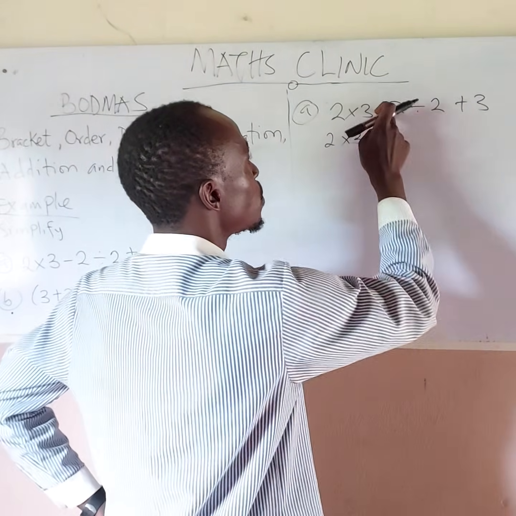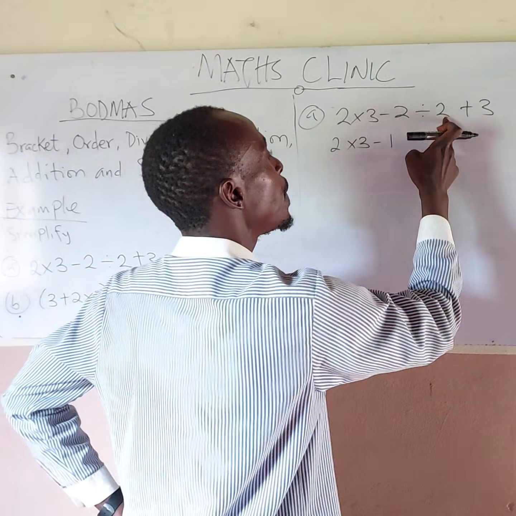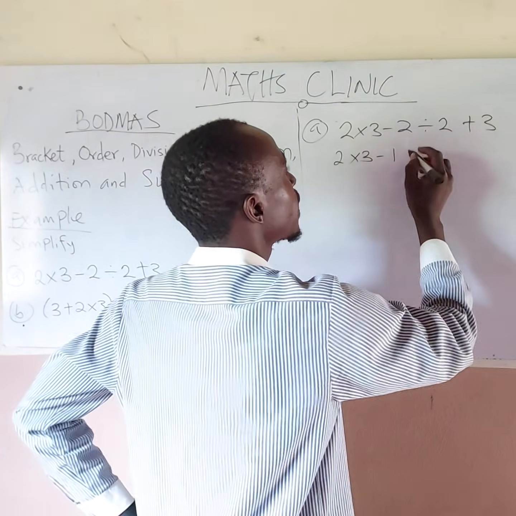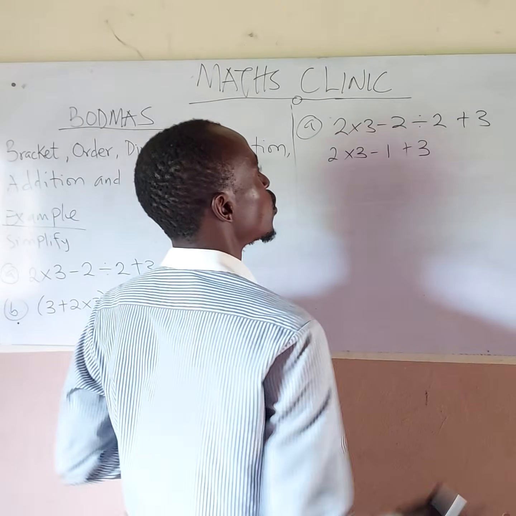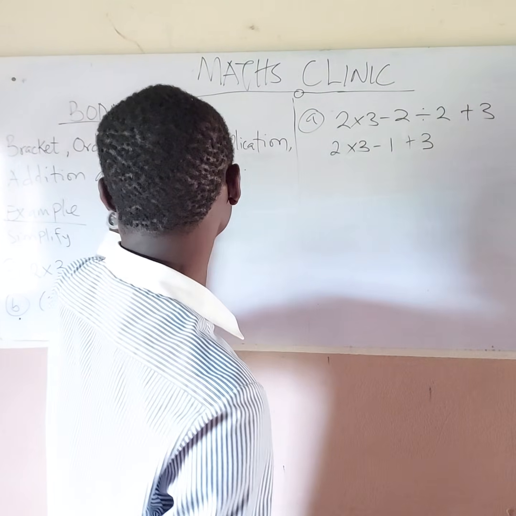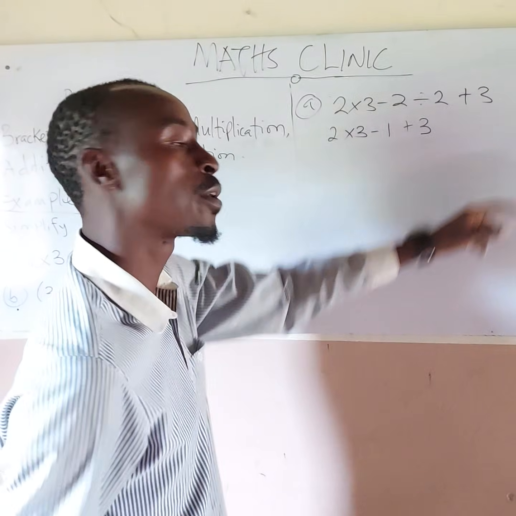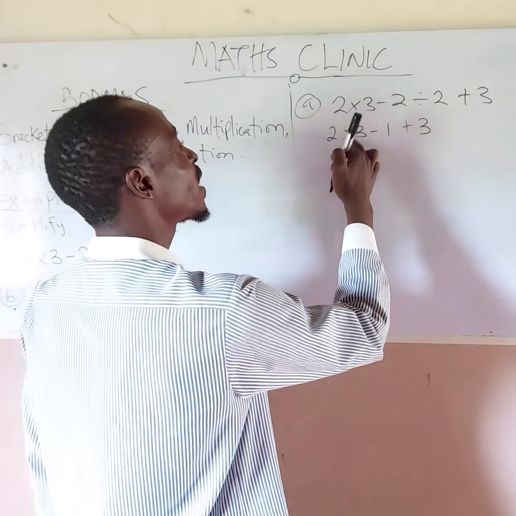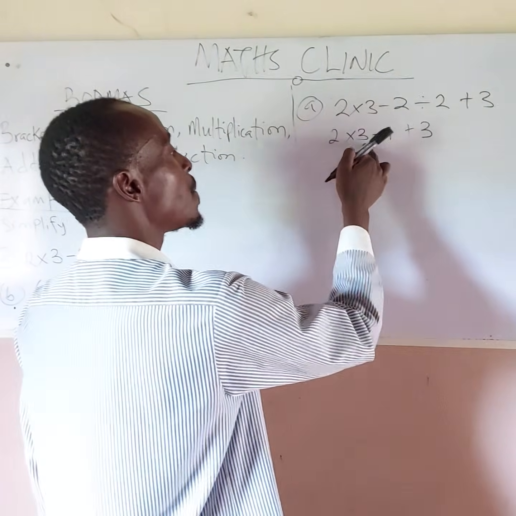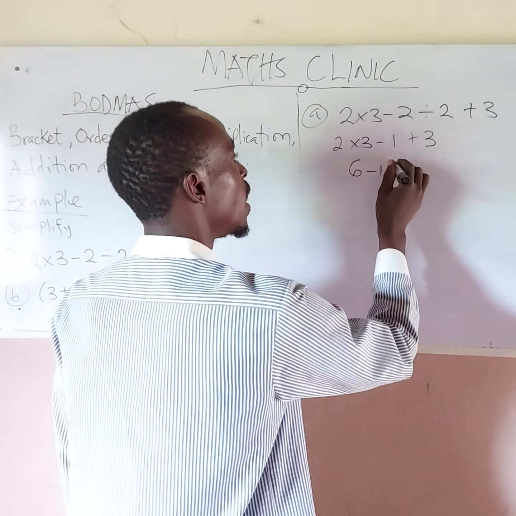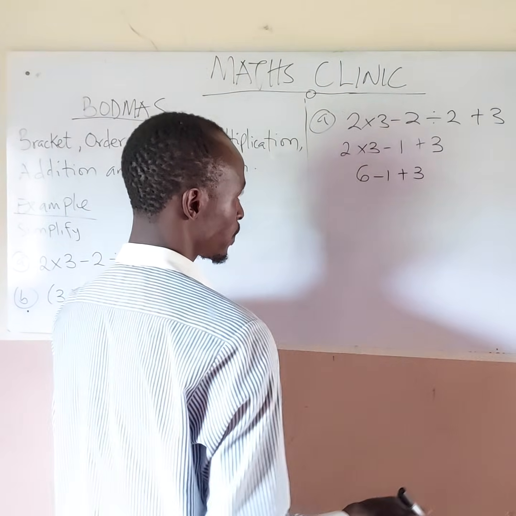Where is this 1 coming from? This minus is this minus, but this 2 divided by 2 is what? Is 1. So you have minus 1 there. Then the next thing left is plus 3. So you are done with division. The next thing in Bodmas is multiplication. So you go to where there's multiplication. And if you check here, we have 2 times 3. That's multiplication. 2 times 3 is what? Is 6. So you now write 6. Your minus 1 comes down. And then your plus 3.